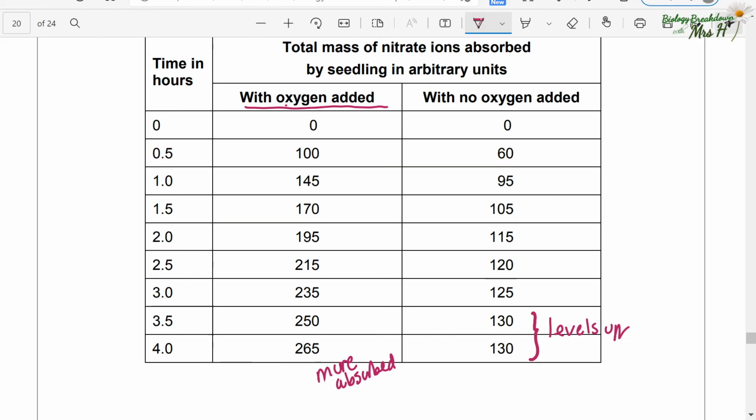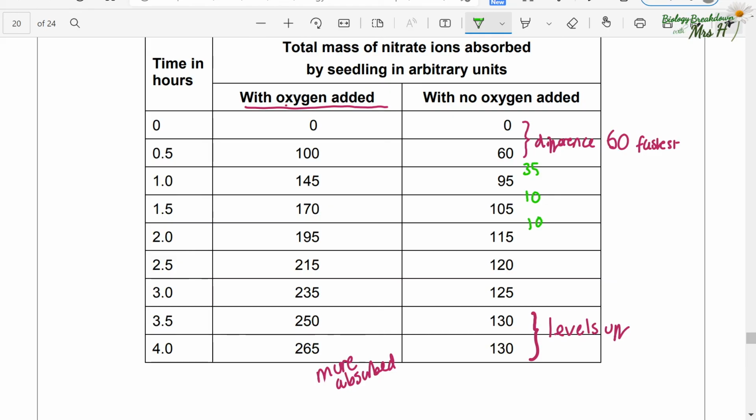So with no oxygen added, it's very notable that between 0 and 0.5 hours, the difference is 60 arbitrary units. So that's the fastest rate. And then between 0.5 and 1 hours, we've got a change in 35. Then between 1 and 1.5, the difference is 10. And then we've got 10 again. So we've actually got a constant rate here.